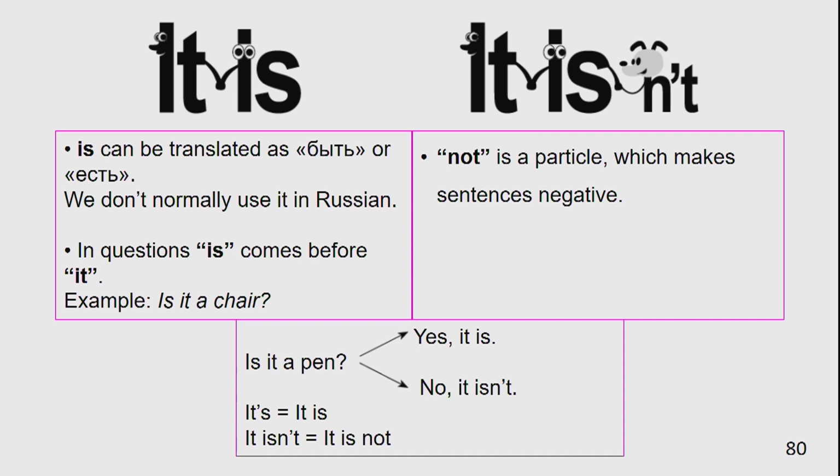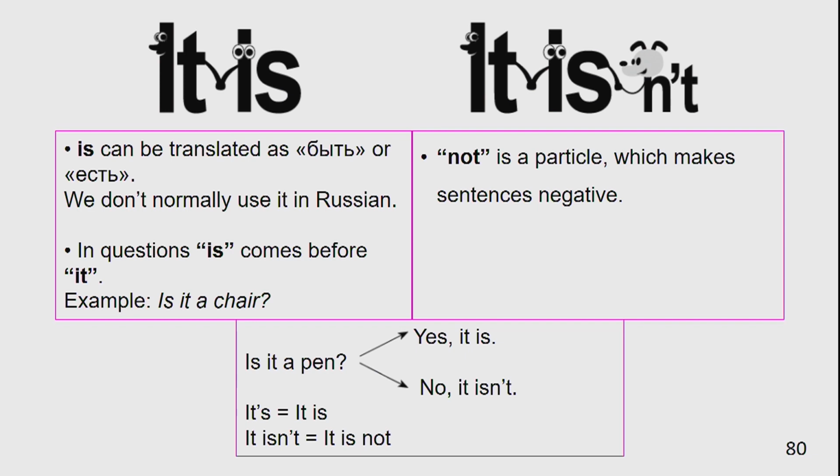Now, to make a question, look at our positive sentence. It is. In questions, we swap the order. Is comes before it. For example, it is a chair. Is it a chair? It is a pen. Is it a pen? And you can give 2 answers. Yes, it is. Or no, it isn't.